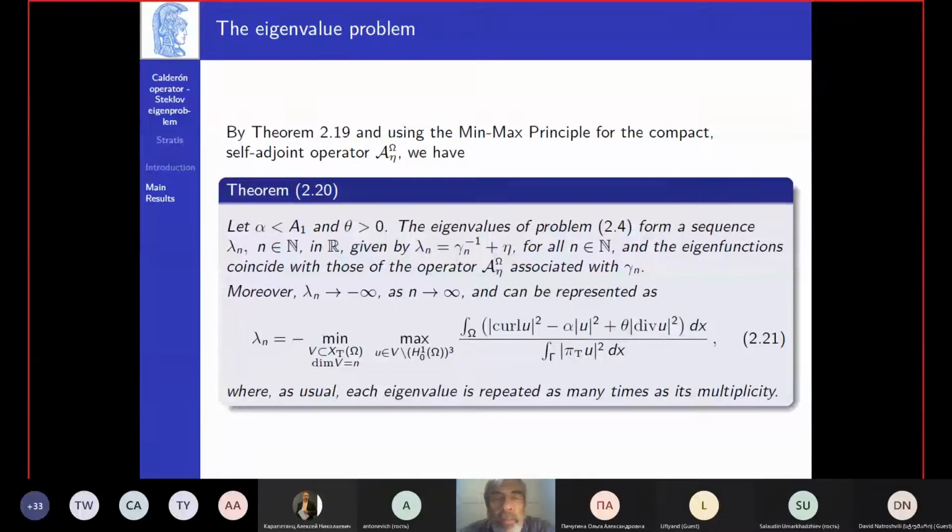Now, we also have a kind of, let's say, variational characterization of the eigenvalues. So these eigenvalues are given by the reciprocal of gamma n, the ones I spoke of before, plus eta. And they can be represented in this min-max characterization, with the standard assumption that each eigenvalue is repeated as many times as its algebraic multiplicity. So we have this min-max characterization of the eigenvalues.